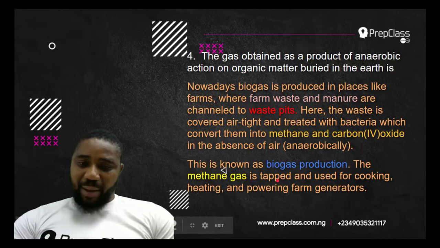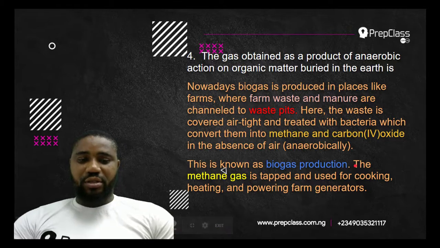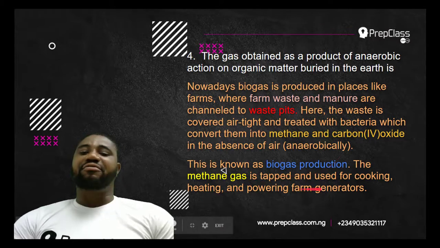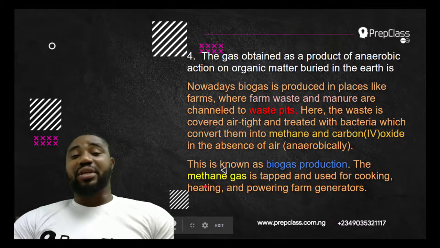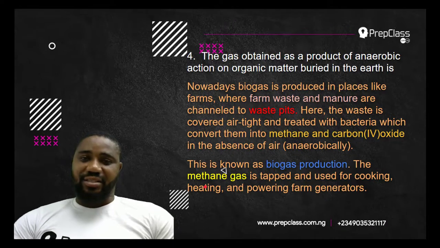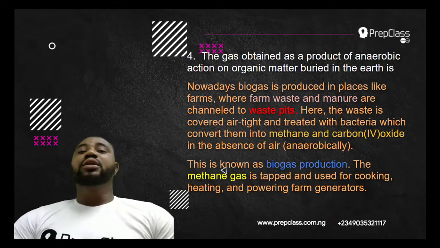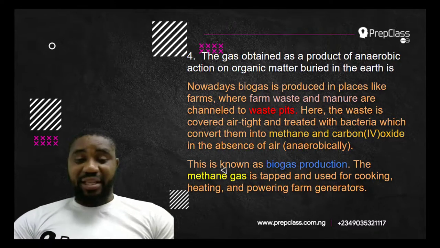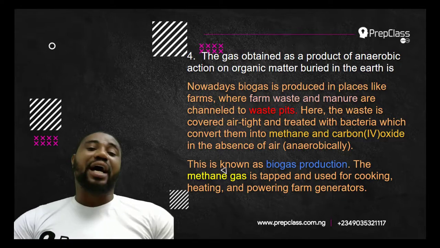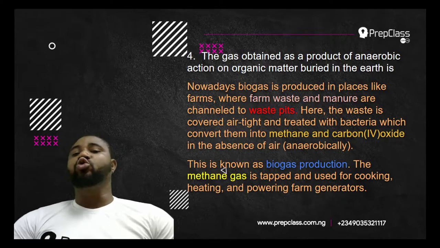The methane gas is tapped and used for cooking, heating, and powering farm generators. This methane gas will now be tapped. In the farm, they use it to generate light. They use it to warm the environment, maybe if the weather is cool. They use it for cooking. The farm workers can use that methane gas to generate fire, to boil water, to cook, to do many things.